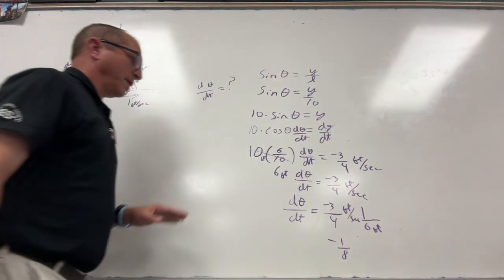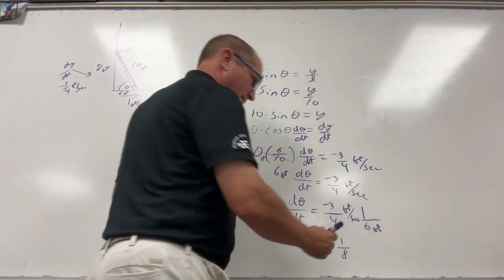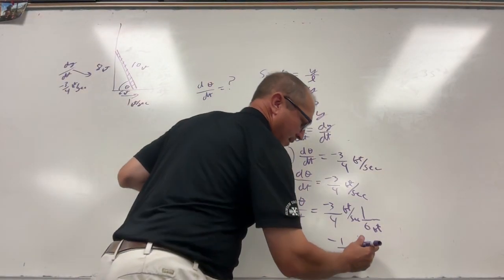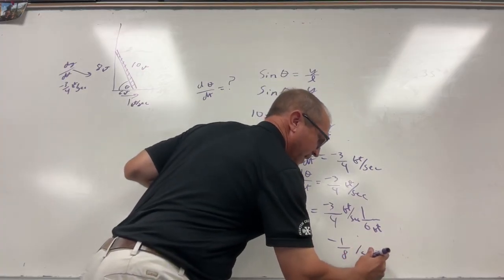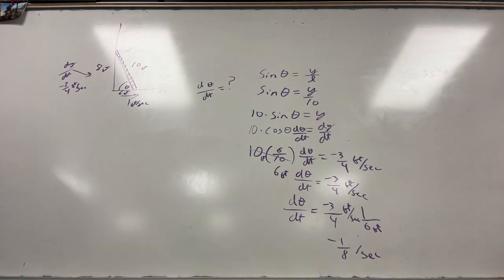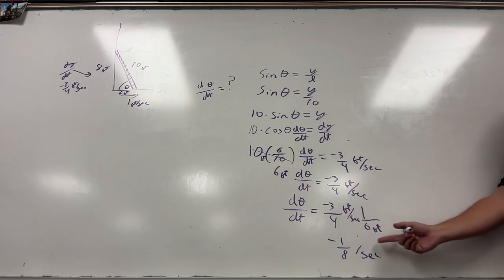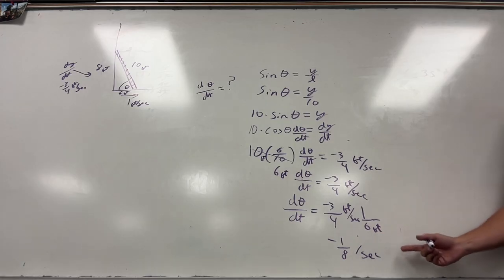All right, now, what about my units here? The feet cancel out. So it's just per second. So negative 1/8 per second. Radians, you can put radians per second here if you want to. But mathematically, radians don't have units.